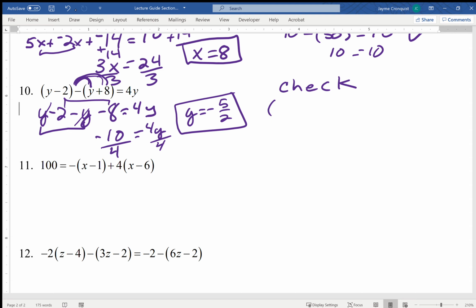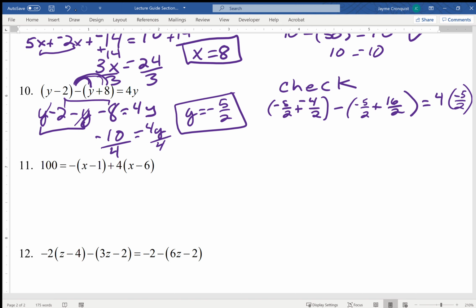Okay, so I have negative 5/2 plus a negative. I'm doing it that way so I can see it better. Well, 2 written as halves is 4/2. That's the same thing as writing 2. Minus negative 5/2 plus 8, which is also 16 over 2. Does that equal 4 times negative 5/2? All right. Here, the first set of parentheses.